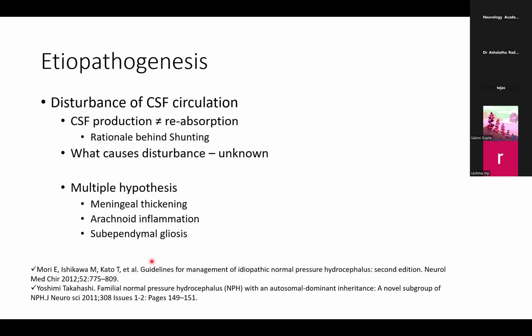Now, coming to the etiopathogenesis, NPH is due to a disturbance in CSF circulation. The CSF production is not equal to reabsorption. This is the rationale behind shunting. What causes the disturbance is not clearly known. There are multiple hypotheses which have tried to explain this, like meningeal thickening, arachnoid inflammation, and subependymal gliosis.